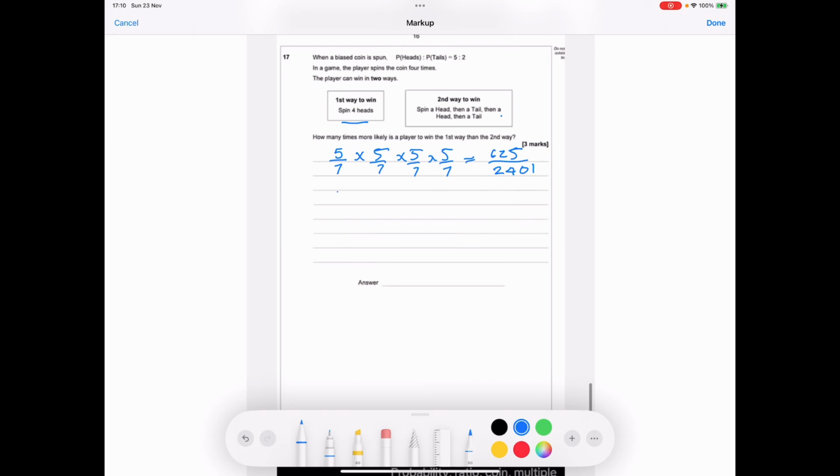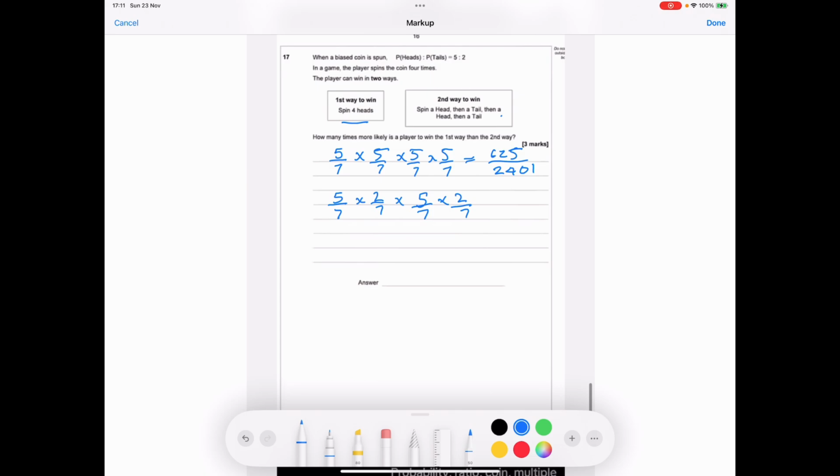But then the second way, I don't think there's any other way to do this. 5/7 times 2/7. Is there any other way to do that? But then, could it land tail then? Okay. Oh, I suppose that is less likely.